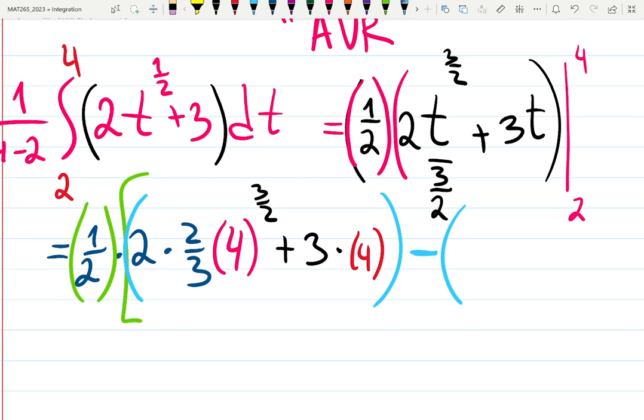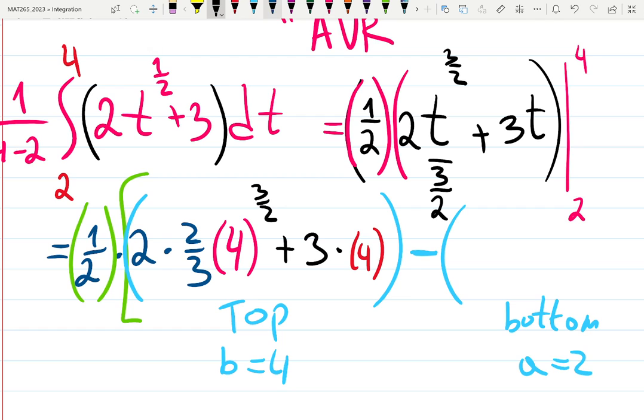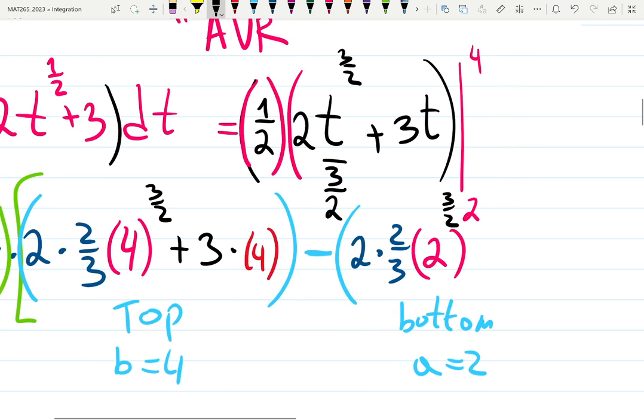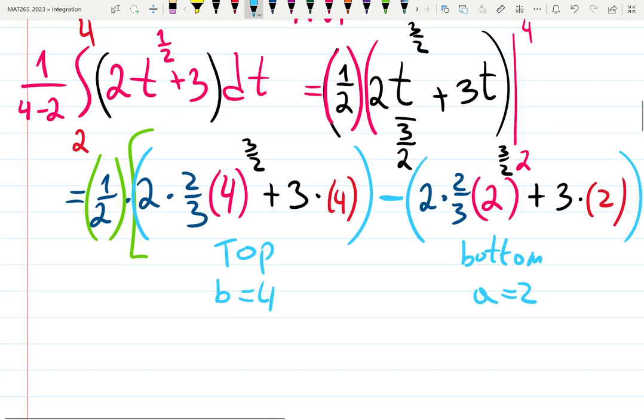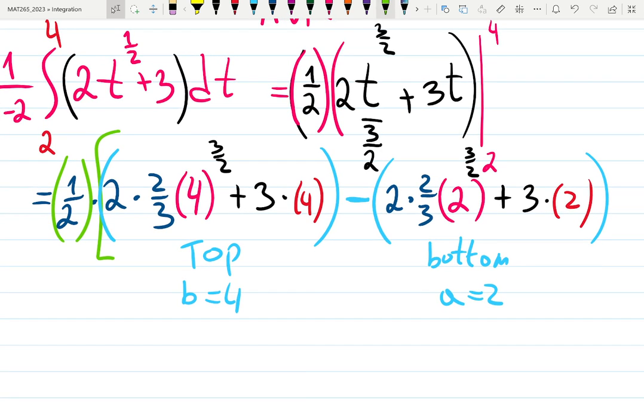1/2 is completely outside. Blue parentheses is when I'm plugging top, b equals 4. Then I'm plugging bottom, a equals 2. And it's going to be 2 times 2/3. 2 is being plugged and raised into 3/2 plus 3 times t. That's 2. Close all the parentheses, carefully calculate. Top calculated, bottom calculated, and then everything at the end, and that's why I like to do it at the end, you divide by the length of the interval, which is 2. Does that make sense? Good job, people.